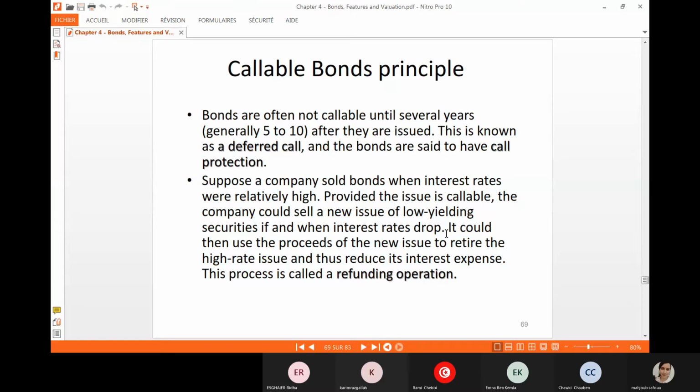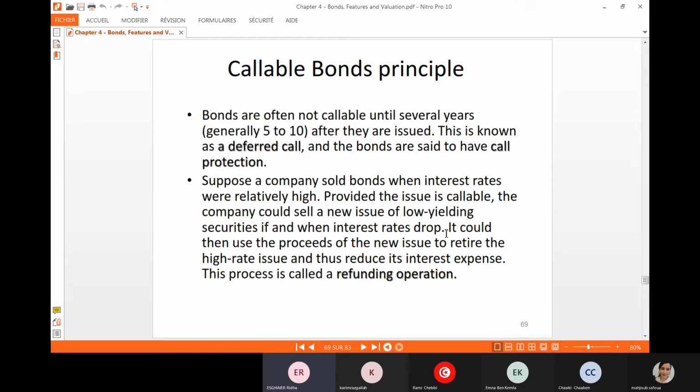Now, when the company uses a call option, the call option is used, as I said, when the interest rates in the market drop, when we have a high decrease in the interest rates of the market. To reduce the cost of the money borrowed, the company can make what we call the refunding operation. What is a refunding operation?